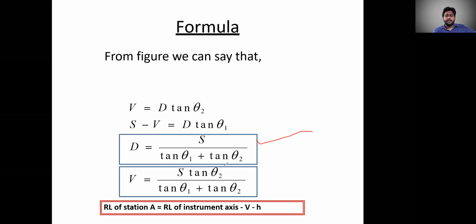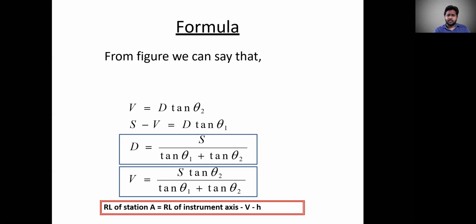In terms of V, if you want to calculate, we get V as S tan theta 2 by tan theta 1 plus tan theta 2. If you want to find the RL of station A, it is RL of instrumental axis minus capital V minus capital H. Then we are going to solve when one point is at elevation and another point is at depression. That type of situation we are going to see.